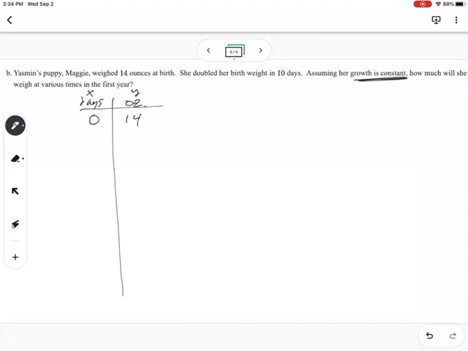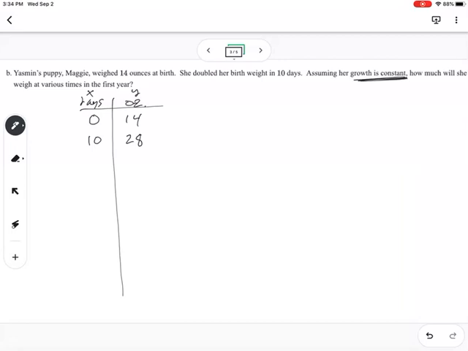And remember our rules for proportion. It's not looking like this is going to be a proportion because it doesn't look like it's going to go through the origin. But more on that later. Okay. Now she doubled her birth weight in 10 days. So at 10 days, she went to 28.